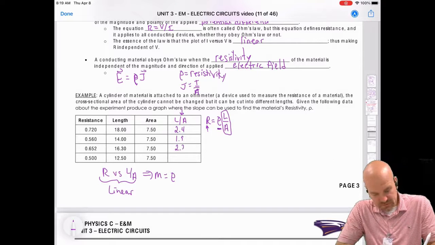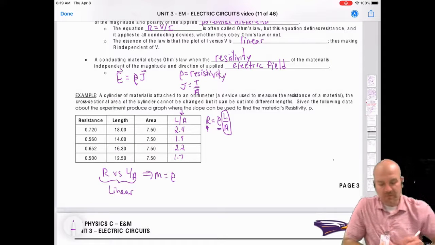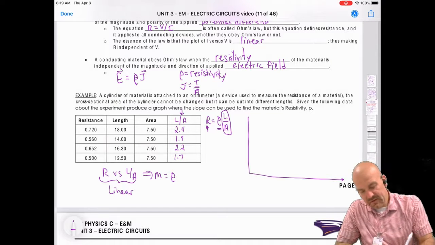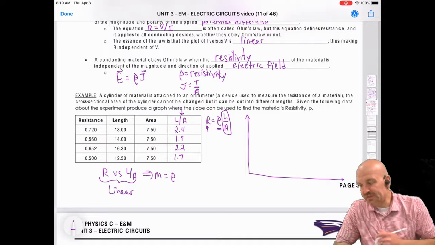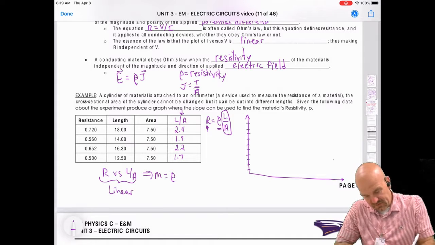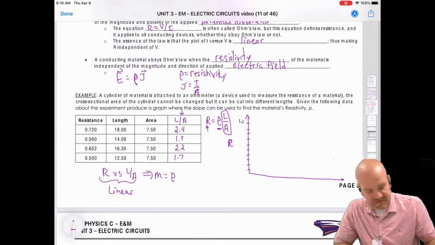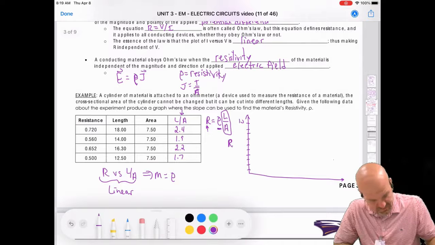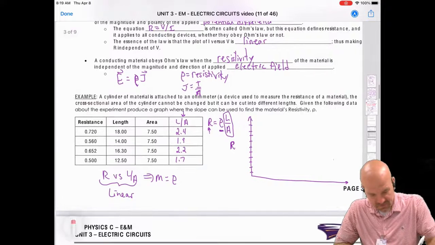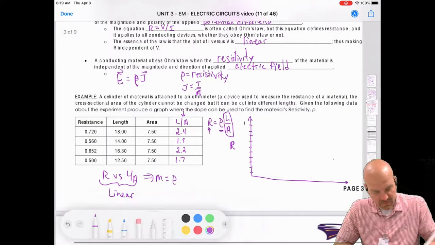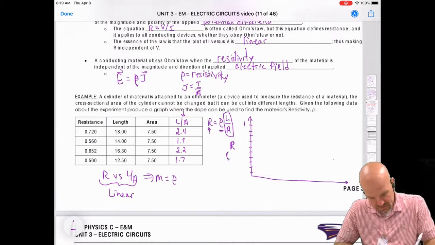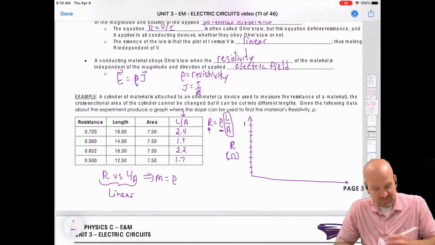1.9, 2.2, and 1.7. Okay, so what we need to do now is a very rough sketch, so I'm going to sketch it, right? 1, 2, 3, 4, 5, 6, 7, 8, 9, 10. This is going to be my resistance. So this is not to 10, this is to 1. So I'm going to change this to a 1. So that means every tick mark is 0.1, right? Remember, resistance is in ohms.